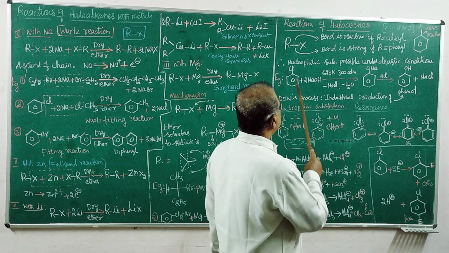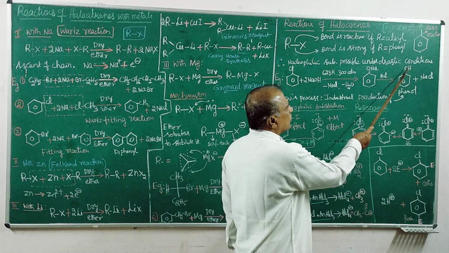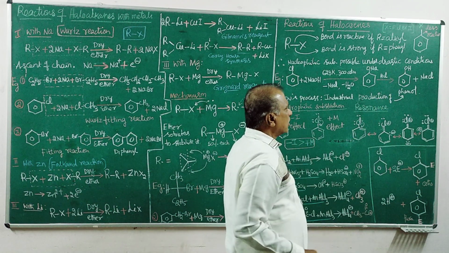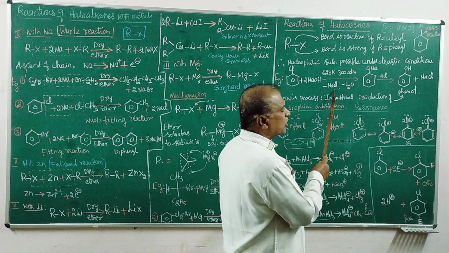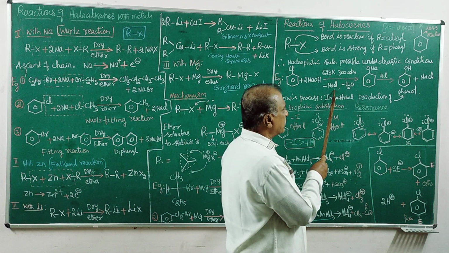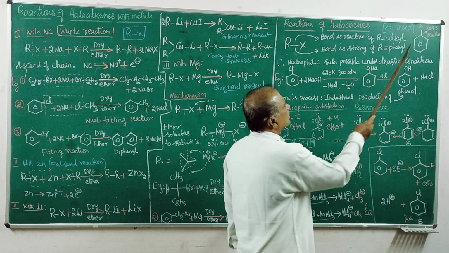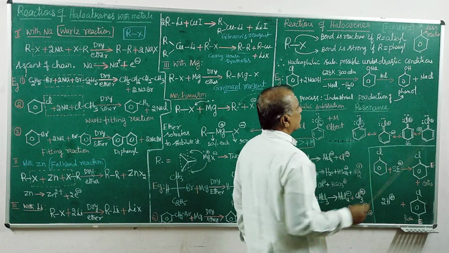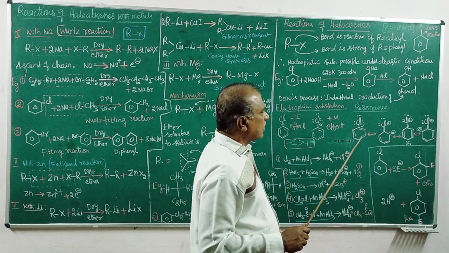Overall, Cl minus is replaced by the OH minus nucleophile. This is under very stressful, drastic conditions. It is possible, but because this chemical bond is less reactive, reactions like this are very rare.